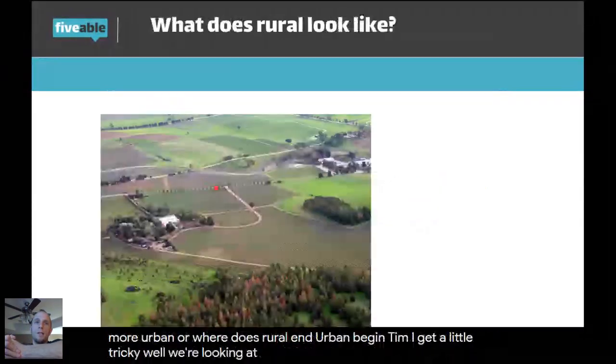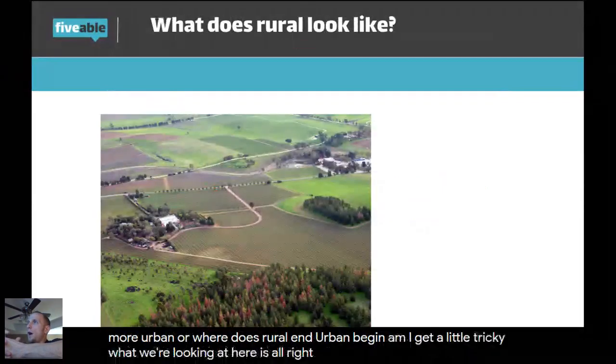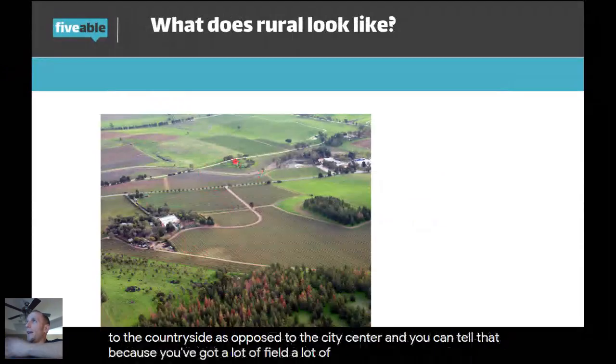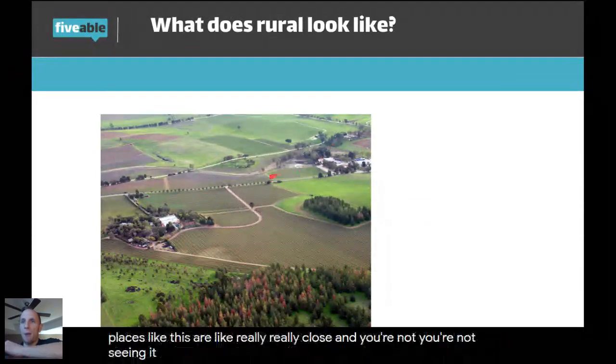What we're looking at here is an example of rural land. All right, so we know that it is of or pertaining to the countryside as opposed to the city center, and you can tell that because you've got a lot of fields, a lot of land, a lot of fencing around it, a lot of trees, very few houses. This here is maybe a house and a barn or whatever it might be, and over here you have something similar to that. But you don't really have towns and shops and churches and places like this that are really, really close. And you're not seeing a dense population.